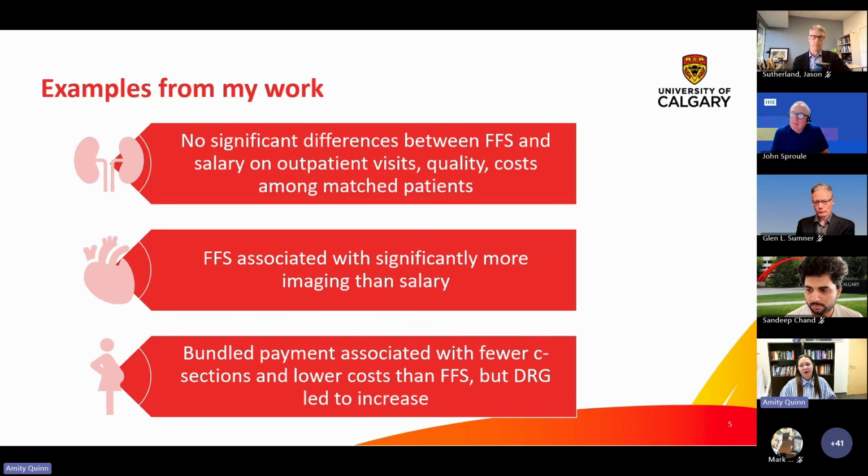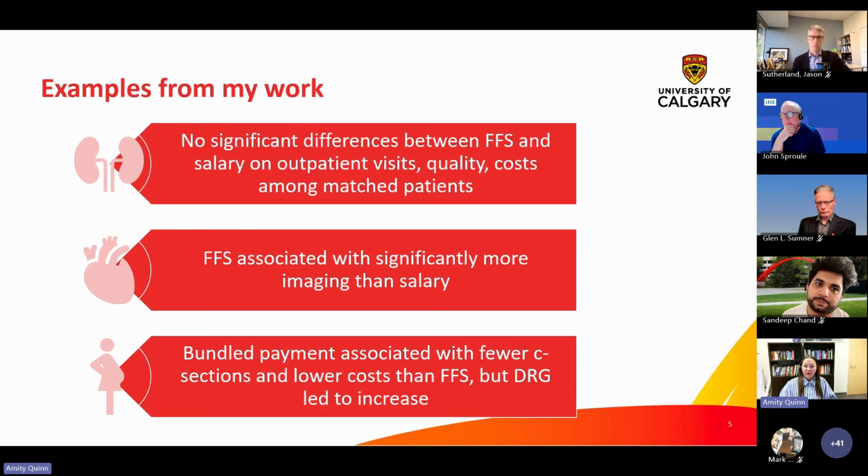So my favorite project found that payment model was strongly associated with testing. Compared to salaried specialists, imaging rates were about 2 times higher among fee-for-service physicians and nearly 3 times higher among fee-for-service physicians who were also able to bill for interpreting the imaging tests. Even after adjusting for everything we could, there was still substantial physician and site level variation. So payment matters, but it doesn't explain everything.